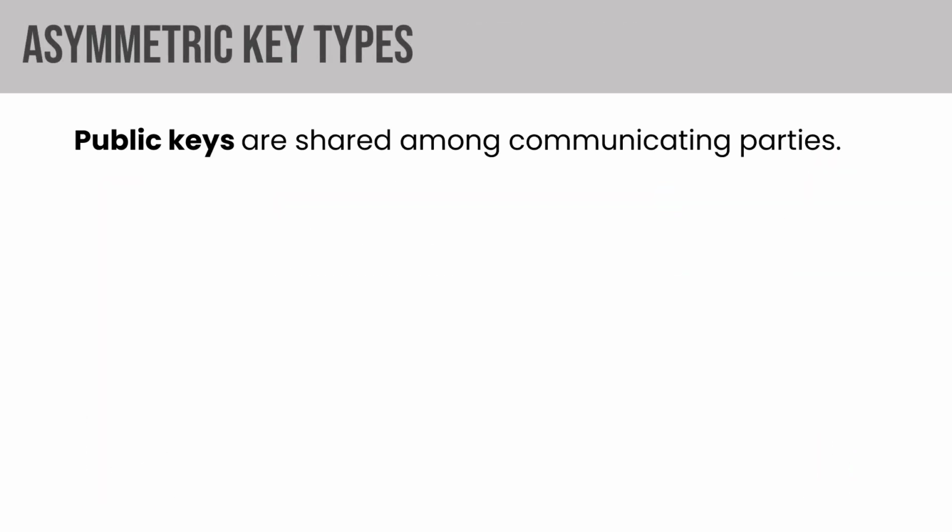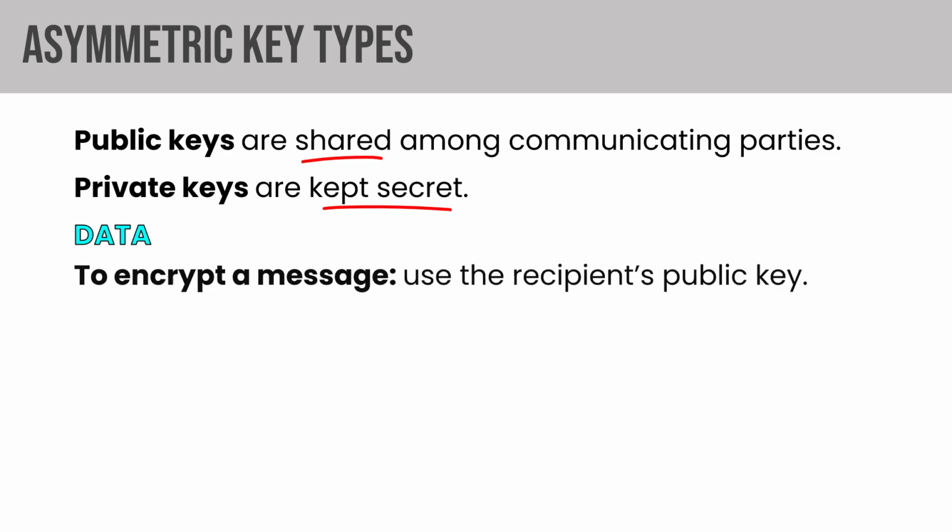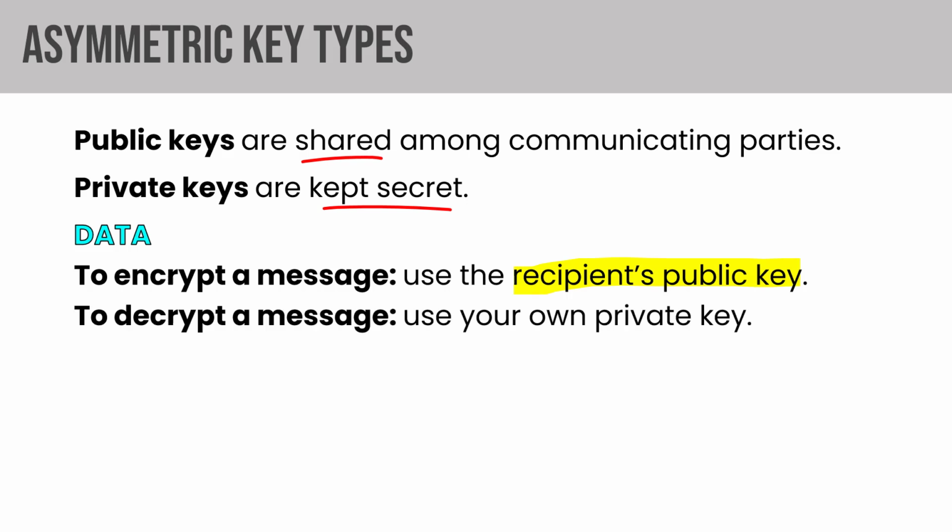So, asymmetric key types. Public keys are shared amongst the communicating parties. Private keys are kept secret. To encrypt a message, you use the recipient's public key. To decrypt a message, you would use your own private key. So when someone has encrypted a message with your public key, your private key would be used to decrypt the message, just as we saw in the example.